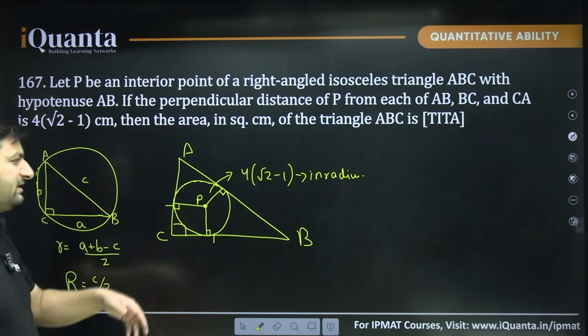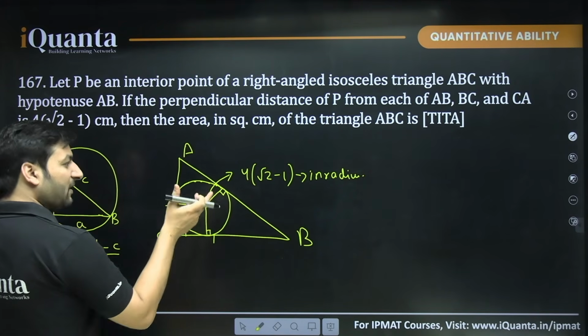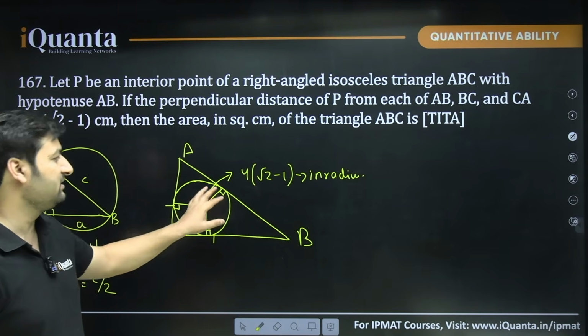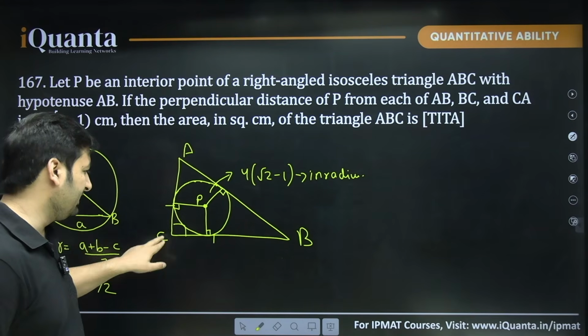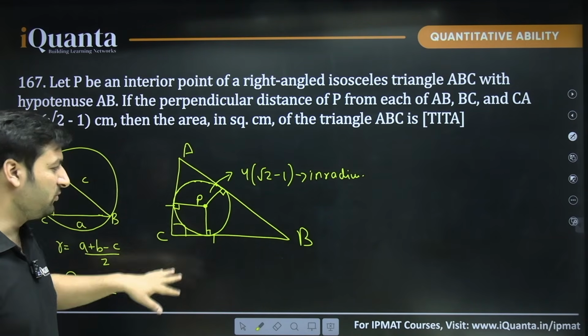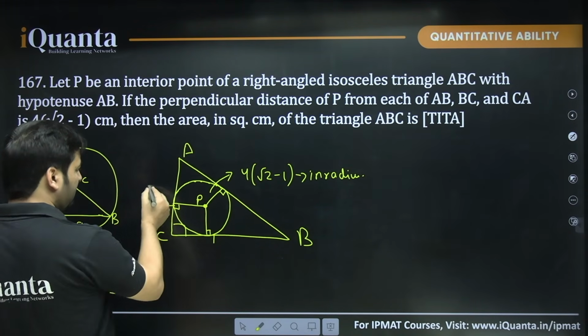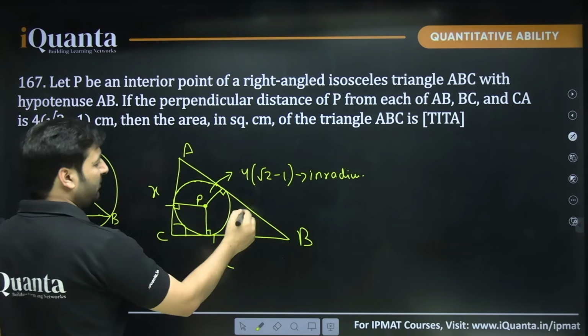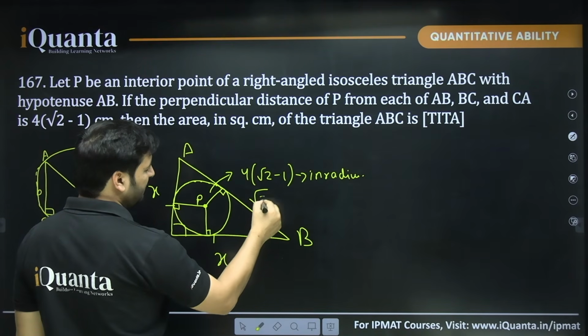Here also we can say that this is the inradius, isn't it? So that will basically be the sum of this side minus this side upon 2, isn't it? Now this is a right angle isosceles triangle, so this entire side will be x, this will also be x, this hypotenuse will become what? Root 2 times x, isn't it?